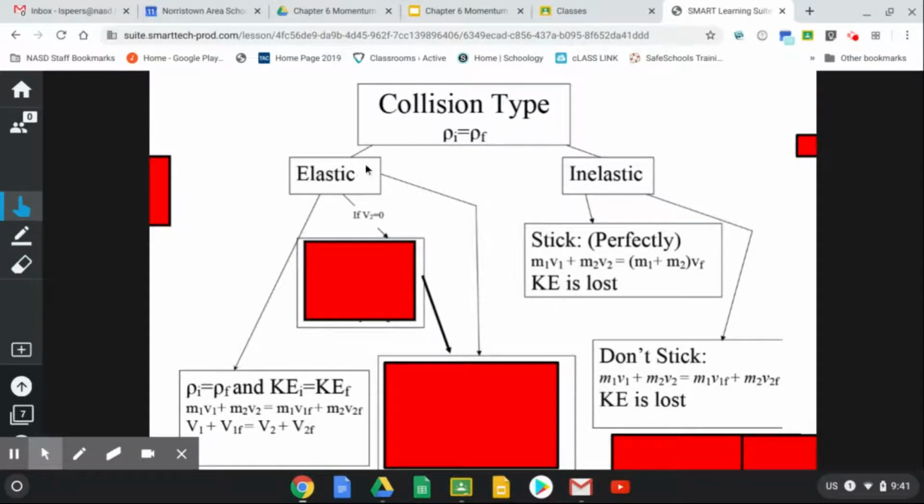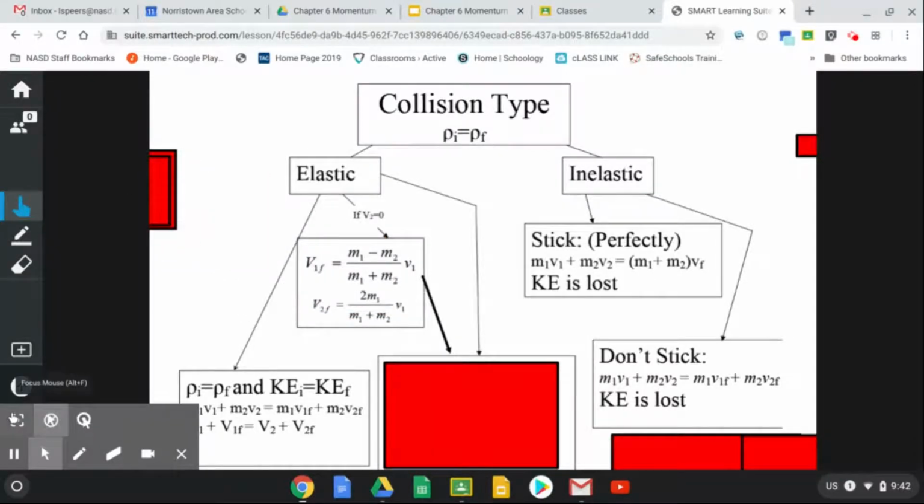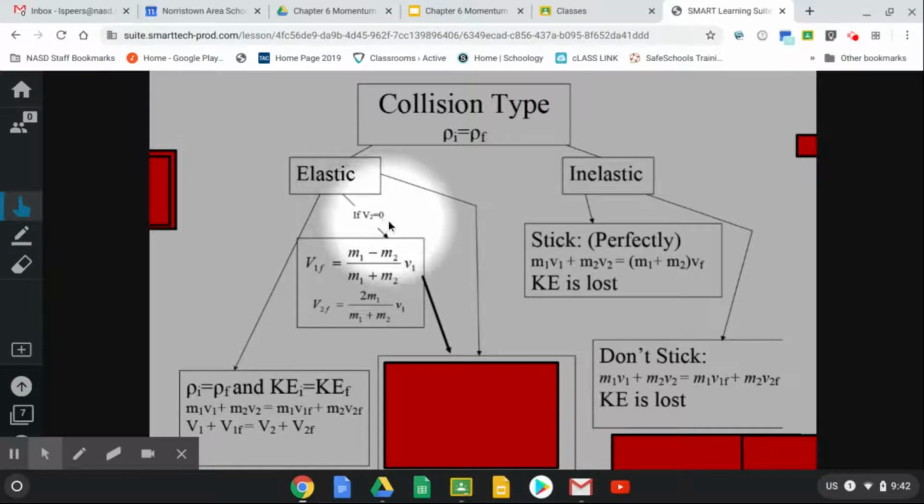Now, let's talk about an elastic collision. There's one specific type of elastic collision, and that's if the initial velocity of the second object is 0. The initial velocity of the second object is 0. And we're going to talk about 3 specific examples of these and what you think may happen.